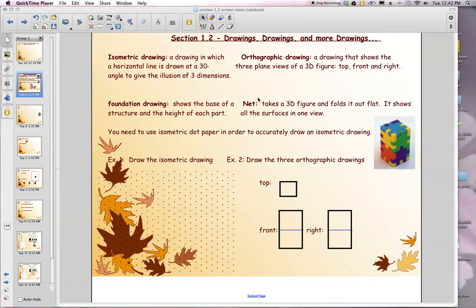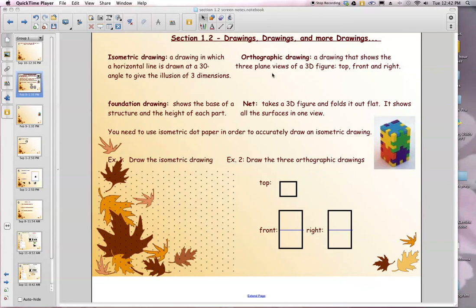This lesson is on section 1.2. It's on the different kinds of drawings that we will see in geometry. There are 4 that we will look at throughout the course of this book. We will spend most of our time in this section just talking about isometric drawings, orthographic drawings, and foundation drawings. Later on we will talk about nets, but they are introduced in this section, so we will talk about them briefly.